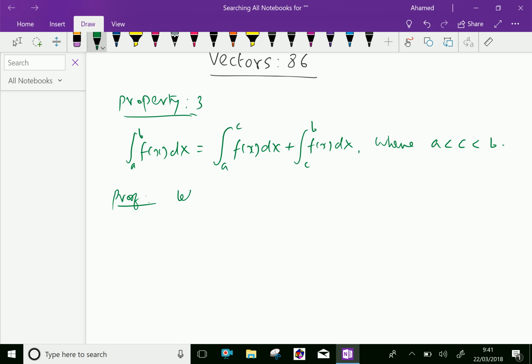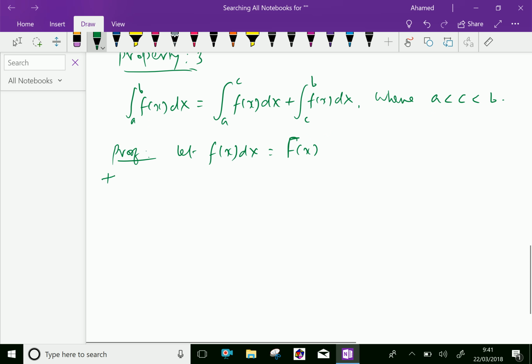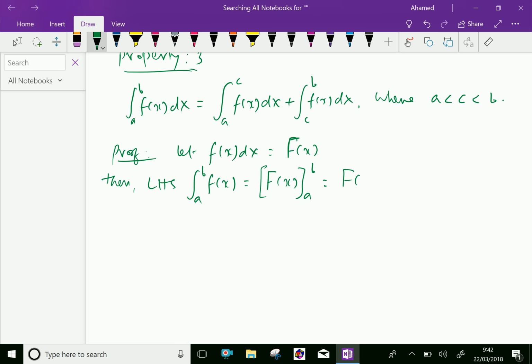Let integral f of x dx equal F of x. Then we can see LHS, integral a to b f of x dx, equal F of x with limits a to b, which is equal to F of b minus F of a.